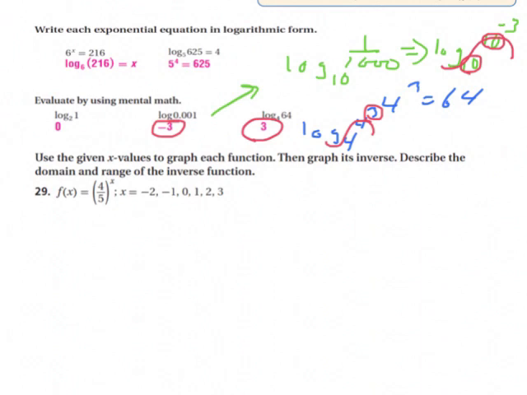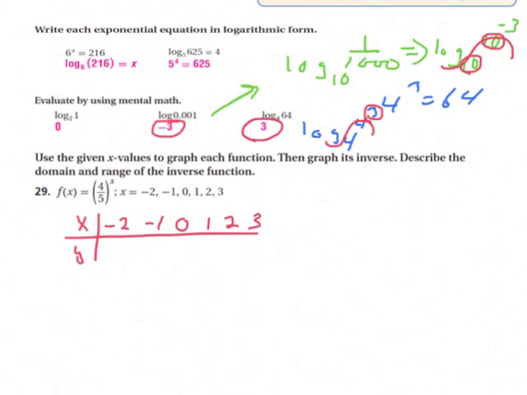So when you did this, the first thing you had to do was create a chart. You had your x and your y, and you had -2, -1, 0, 1, 2, and 3. Then you had to find each of those ranges, so you plugged each of these in for x. What I want you to do is pause the video, plug each of these in for x, and fill out the rest of this chart. Okay, so now that you've filled out this chart, let's put in what we have.